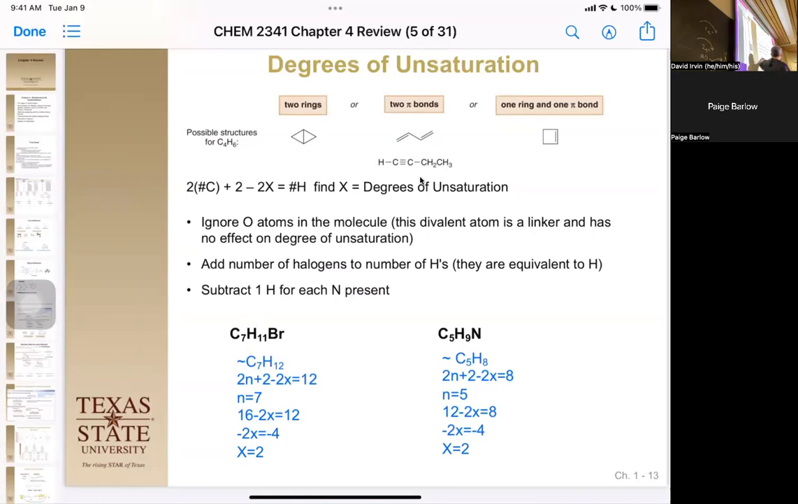So here we're going to convert this to a hydrogen, so it's going to be 7 and 12. Here we're going to subtract 1 because we have a nitrogen, so we're going to be 5 and 8. And then when we look at our degrees of unsaturation, we end up with 2. So our degrees of unsaturation here is we have a ring and a double bond, 2 rings, a triple bond, or 2 double bonds. That's unsaturated 2, the same thing here.